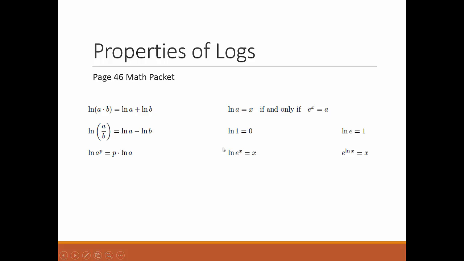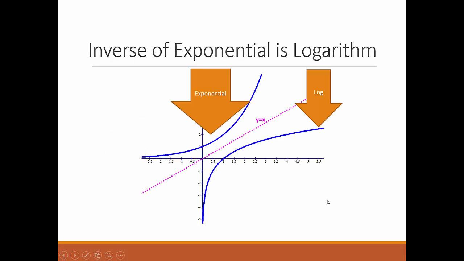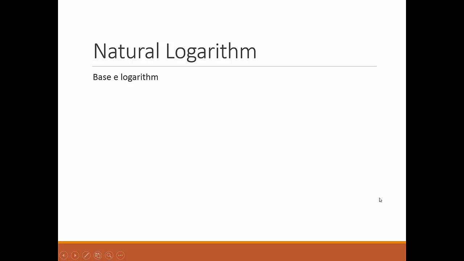ln of e to the x, these kind of cancel and you get your x, and then the same for the inverse, e to the ln of x. And I mention inverse because that's what's so nice, that these are inverses of each other, exponentials and logarithms, because this way it makes it very helpful to only know one set of properties.